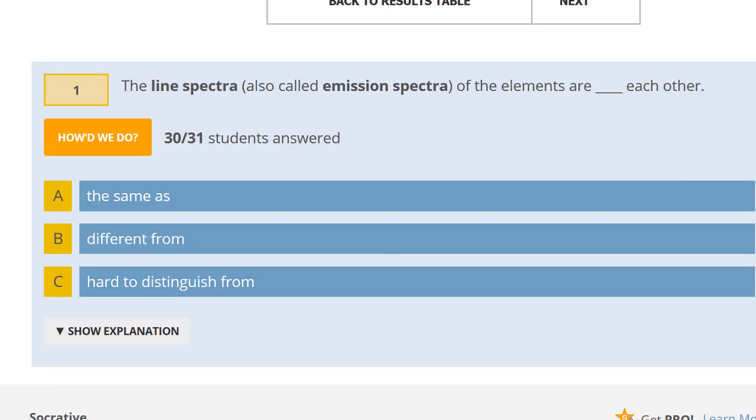A few questions waiting on the Socrative app today. The first one, these are review from our last class. First one here, the line spectra, also called emission spectra, the elements are different to each other. So we found out they're different from each other.